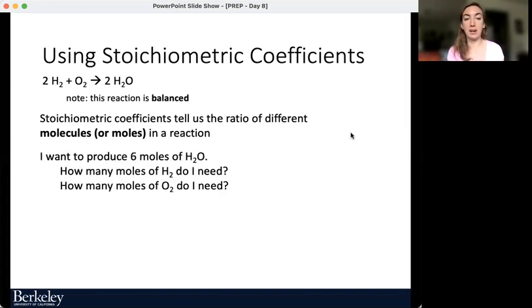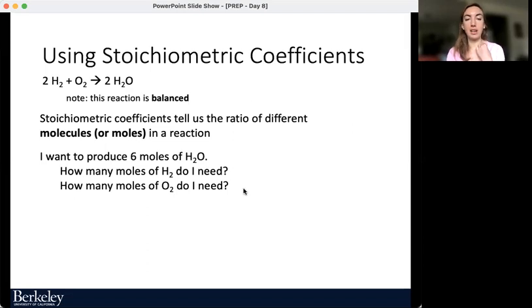So let's say that I want to produce 6 moles of H2O. How many moles of H2 do I need? And how many moles of O2 do I need? With this simple example, you might be able to just look at the stoichiometric coefficients and figure it out intuitively, but I want to formalize it a little bit.